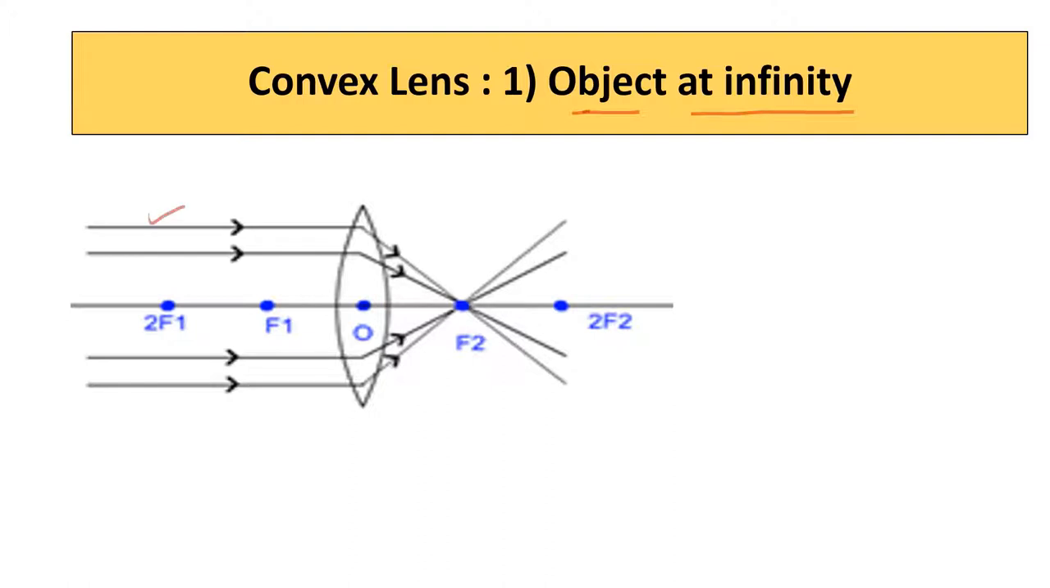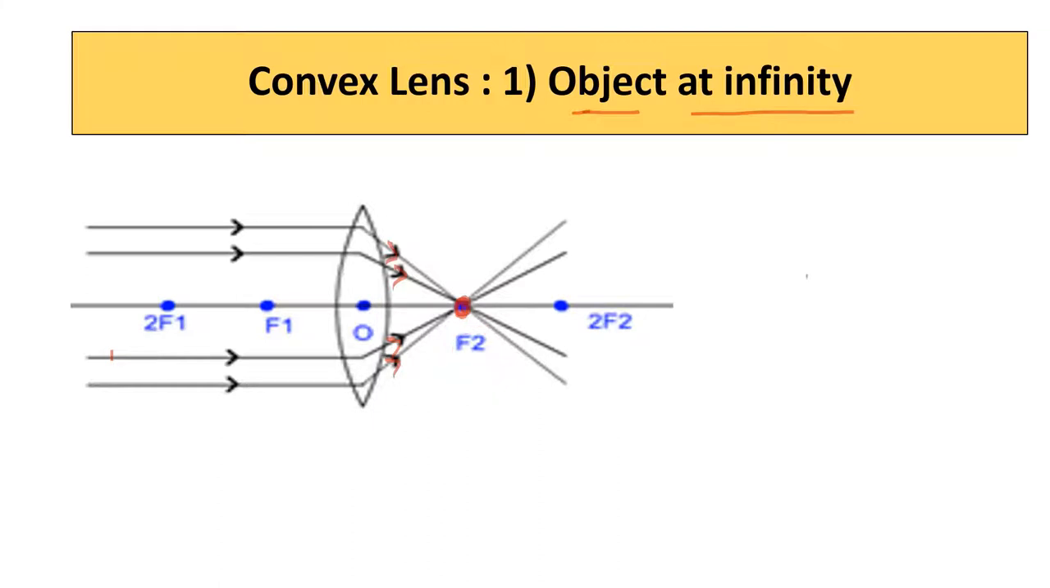Therefore the incident rays from the object will be parallel to the principal axis. This is the principal axis and the incident rays are parallel to this principal axis. When the incident rays are parallel to the principal axis, after refraction they must pass through the focus. You can see from the diagram, these rays are converging at this point. This is the second focus, F2, on the other side of the lens.